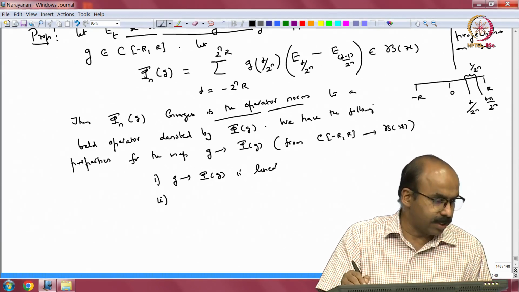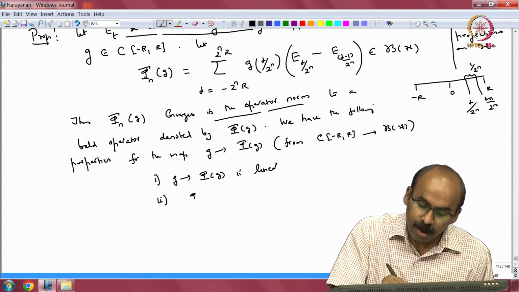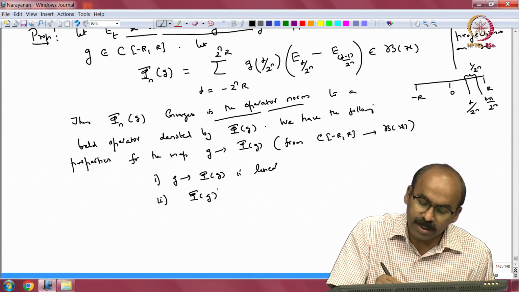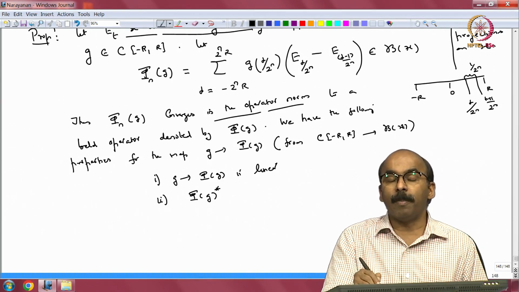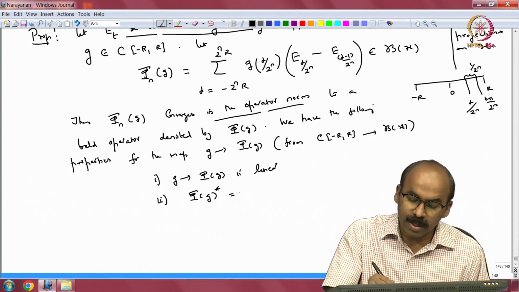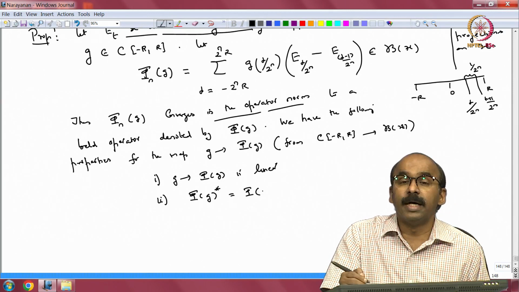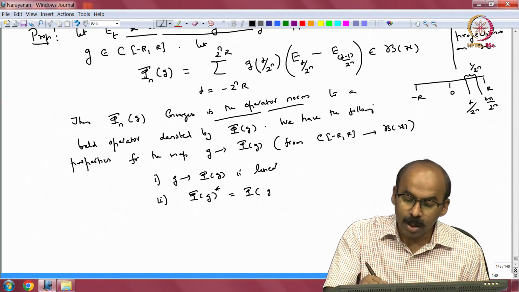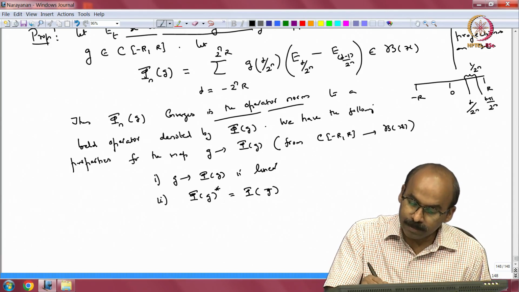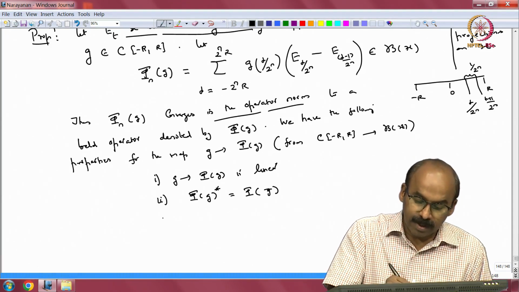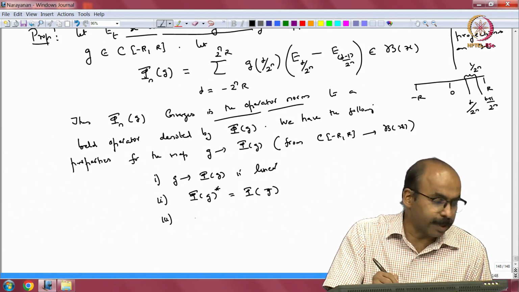So, g going to phi g is linear. Two, phi of g star, that is the adjoint of the operator phi g, should be phi of g bar, the complex conjugate of g, right. And three, with respect to the norm.